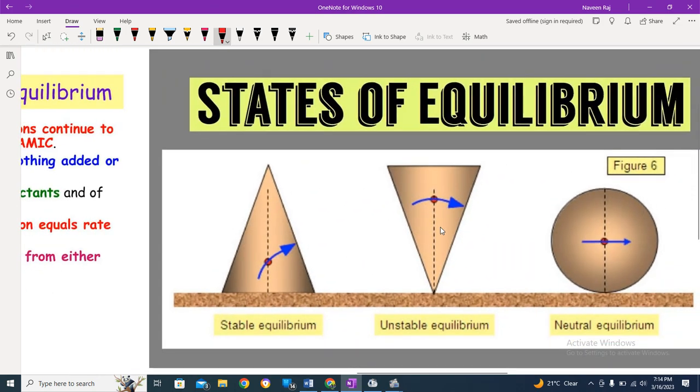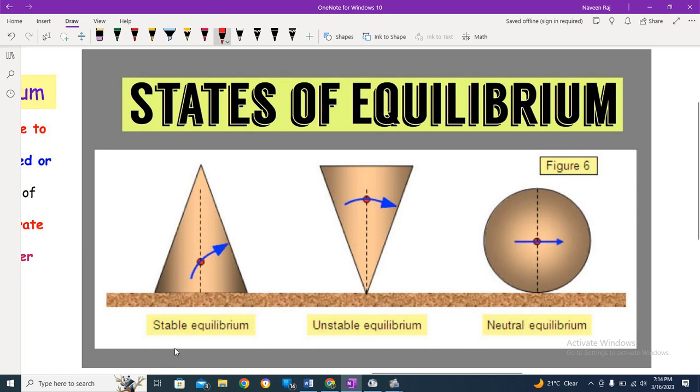Here we have the states of equilibrium, and this is kind of simple. In this we'll just look at the center of mass or the center of gravity. So here is the center of gravity, and if a force is applied on the body in this direction but the body comes back and becomes stable, this is stable equilibrium, right? And suppose now you displace the body with the same force and it falls down. Sorry, this is unstable equilibrium.